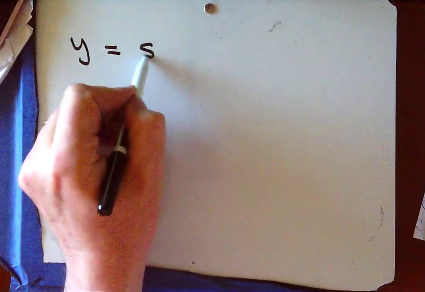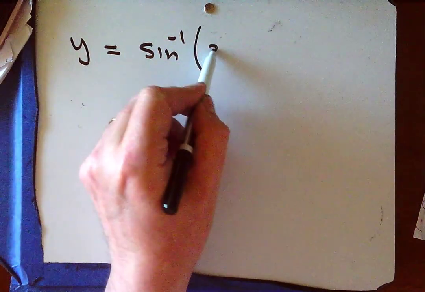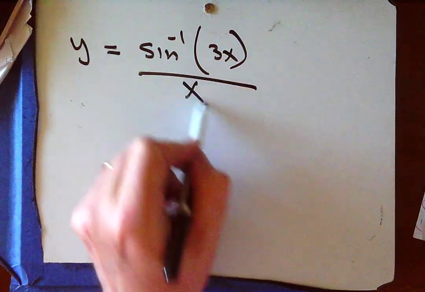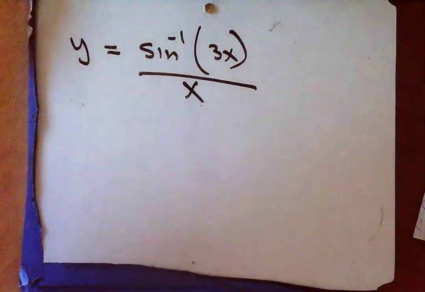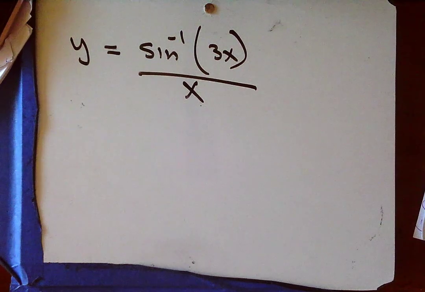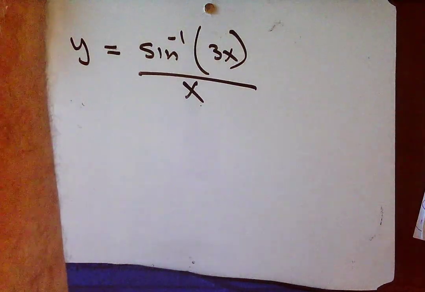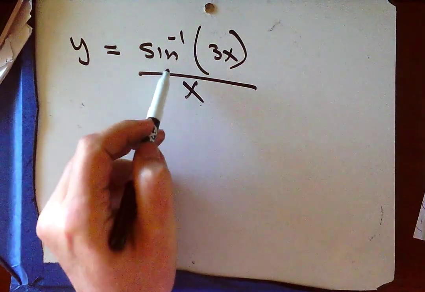Now comes the real thinky thing. Y equals sine inverse 3x over x. Hey, what you got to do here? You know, I didn't hear all of you say quotient rule. This is a quotient rule problem.